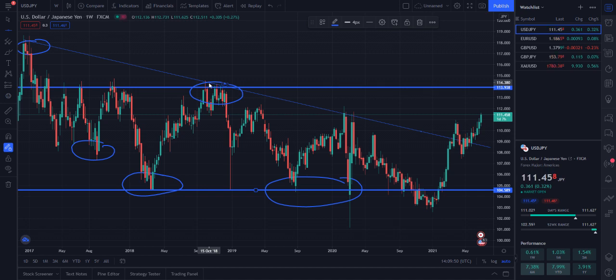So today I covered the basics of support and resistance levels, plus the upward and downward trend line.